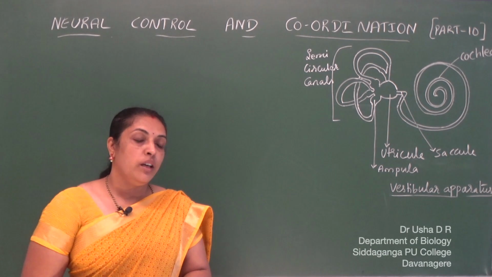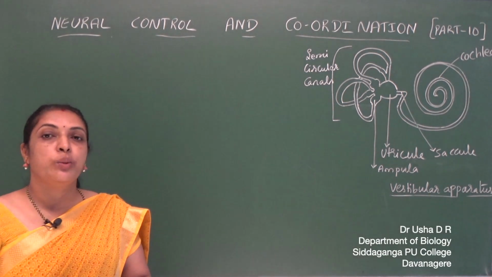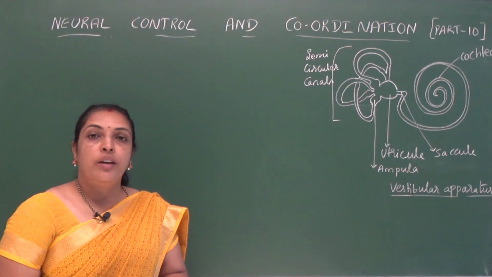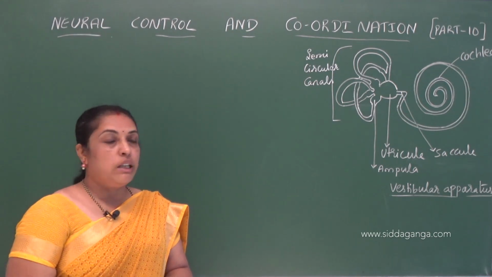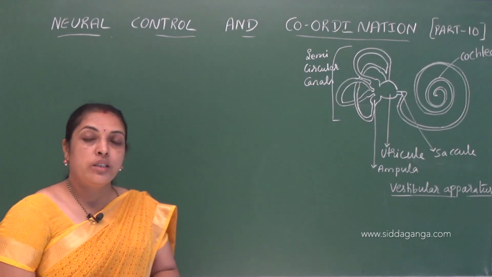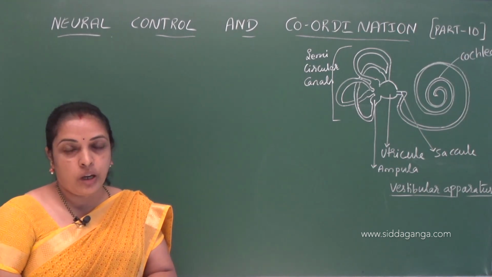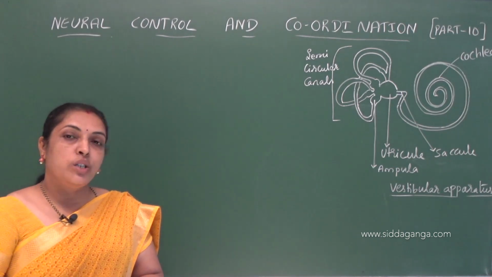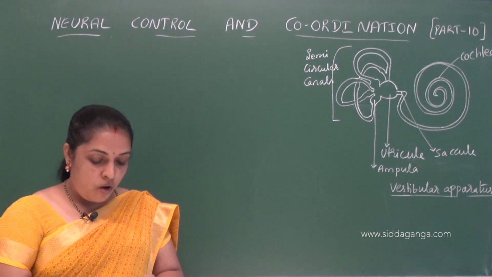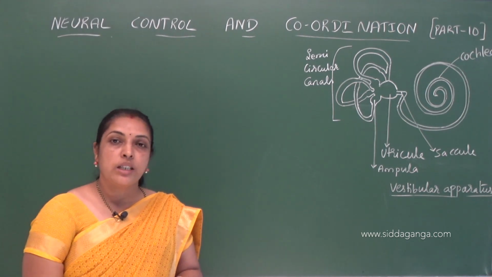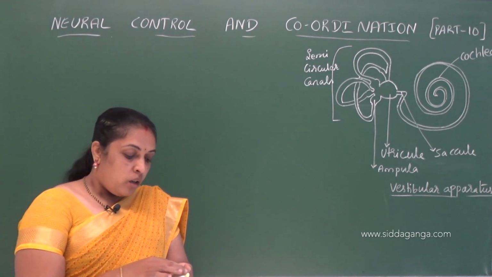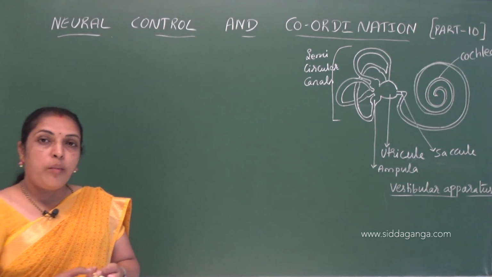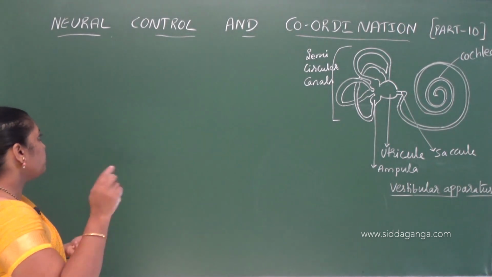Namaste children. In our last class we discussed the structure of the eye, the different parts of the eye and also the mechanism of vision. In this class we discuss another sense organ, that is the ear, the structure of the ear and the mechanism of hearing, that we are going to discuss in today's class. Before going to that, we will draw a diagram of the ear.